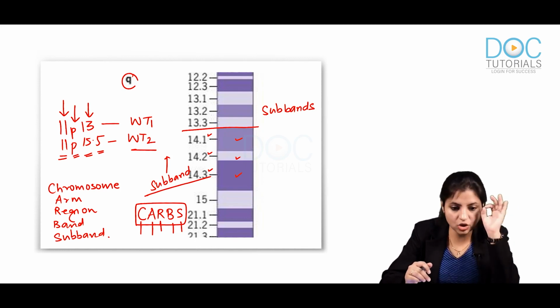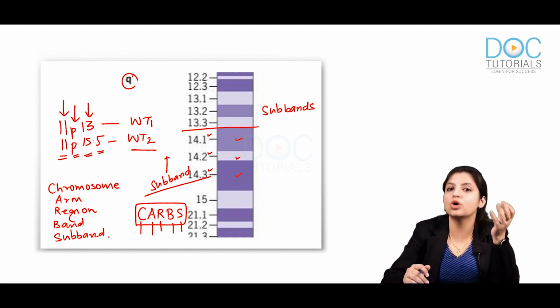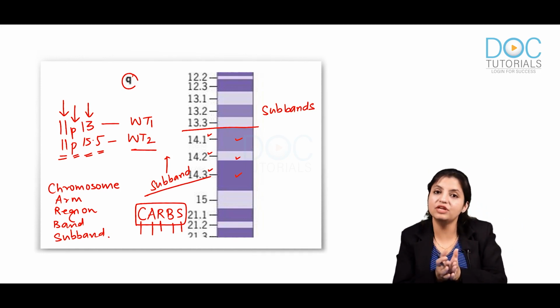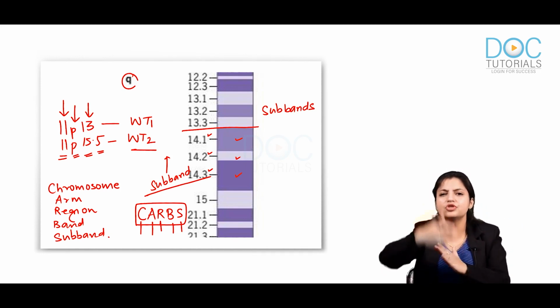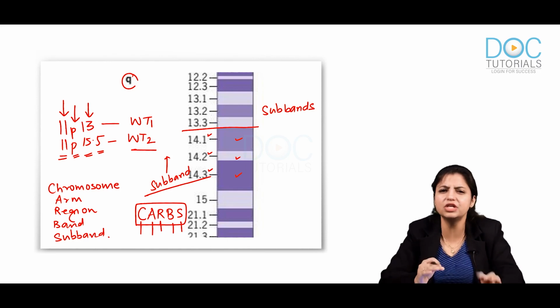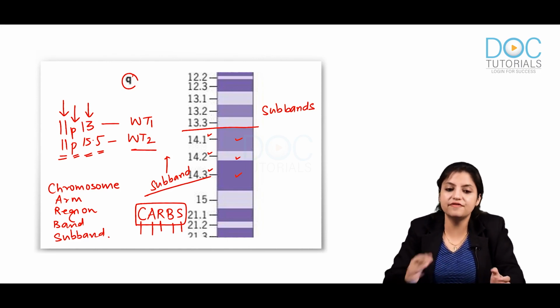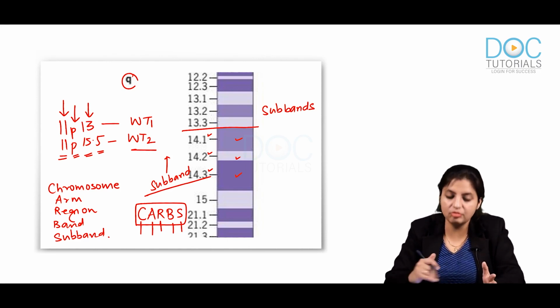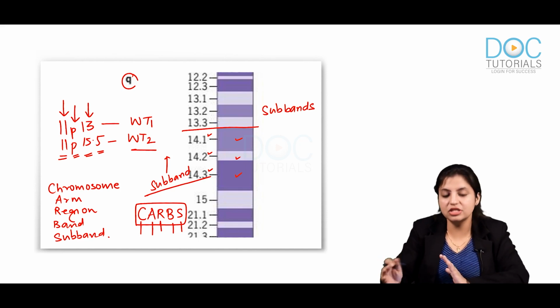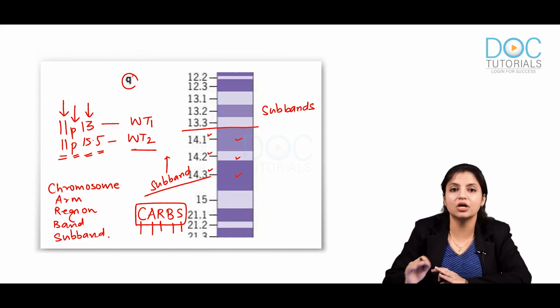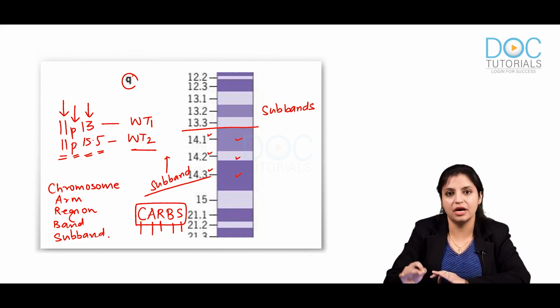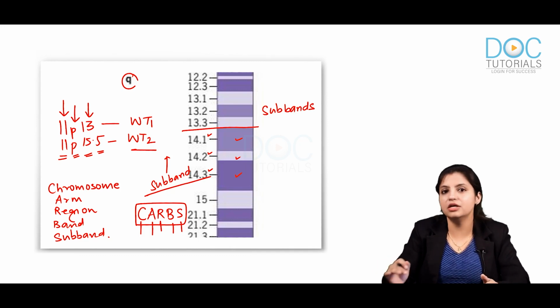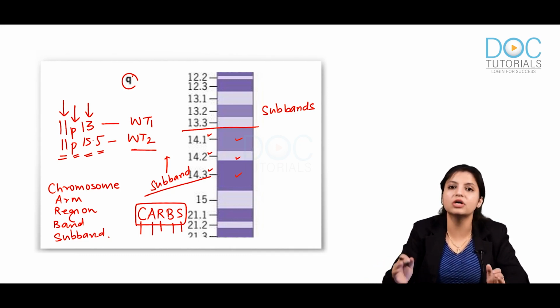Do you understand the locus? That's the importance of the locus. That is how we define the ideogram. The ideogram gives you the position of each and every gene of your body, so you can remember every gene if you remember the ideogram well. Remember the code CARBS: chromosome, arm, region, bands and subbands. That's how we make an ideogram, and that is how we do karyotyping.